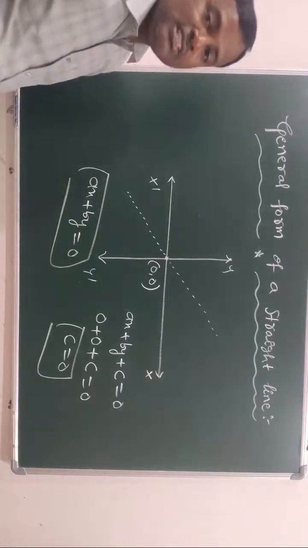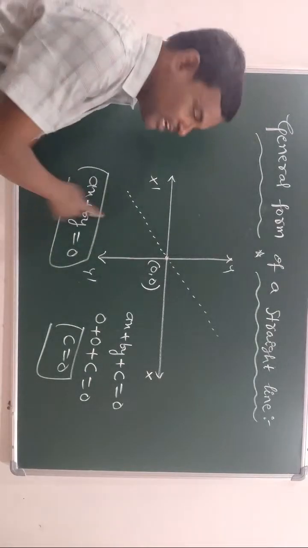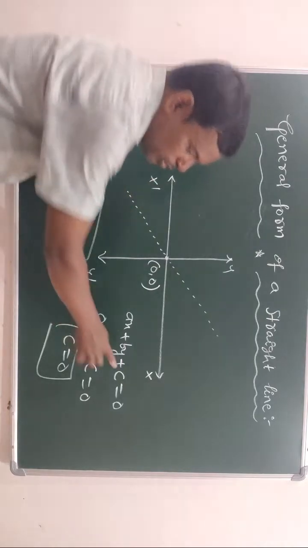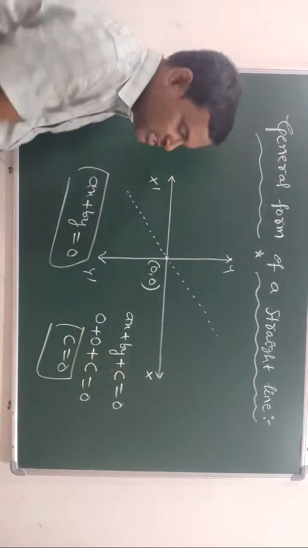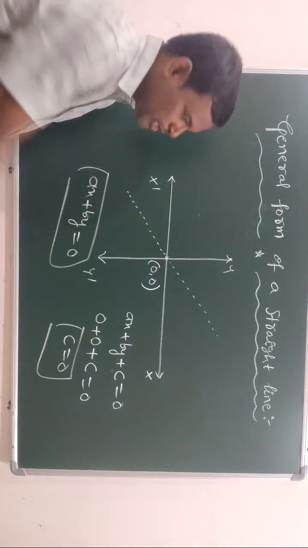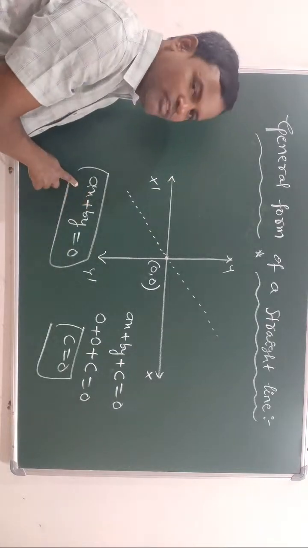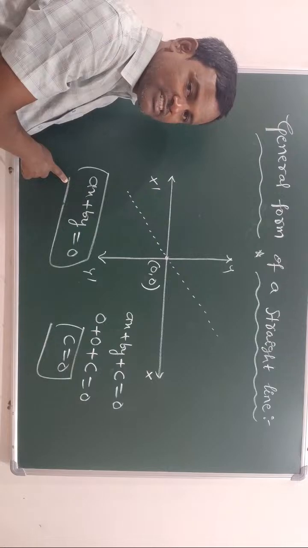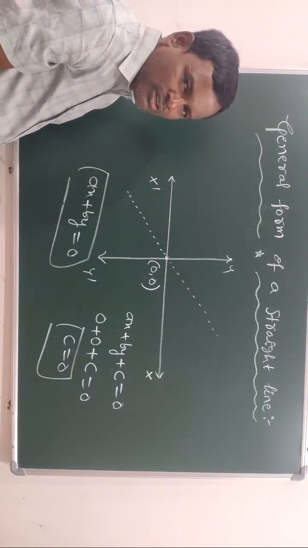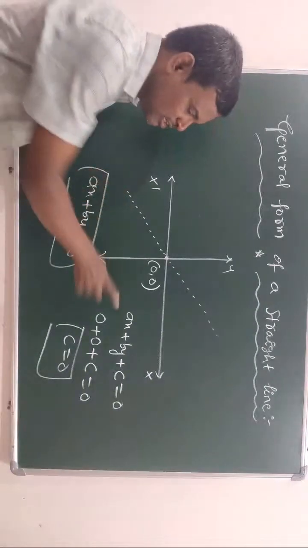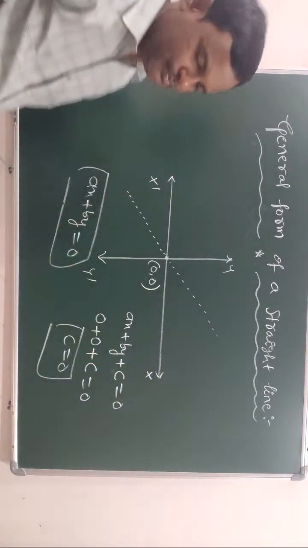So this is the equation of a straight line which passes through the origin. If it passes through the origin, we don't get this constant. See how it is becoming 0. If you keep c equal to 0, we will get ax plus by equal to 0. This is the equation of a straight line which passes through the origin. Here what you have to remember: if it passes through the origin, c will become 0.